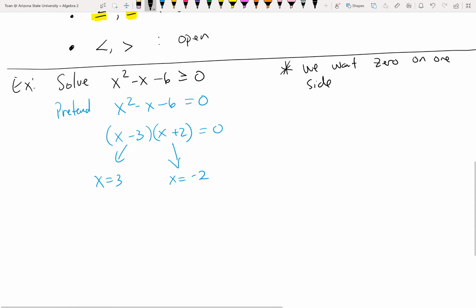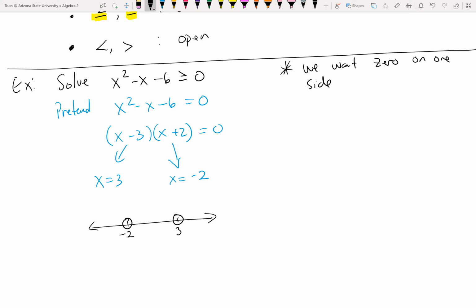Once you've solved it, you're going to create what is called a sign diagram. So basically, it's sort of like a mini graph, but without the actual graphing. So what you want to do is plot your x-intercepts down. And I don't draw tick marks. I just put them where I think they are. Negative 2 is on the left, 3 is on the right. And then I'm going to put little circles on them.